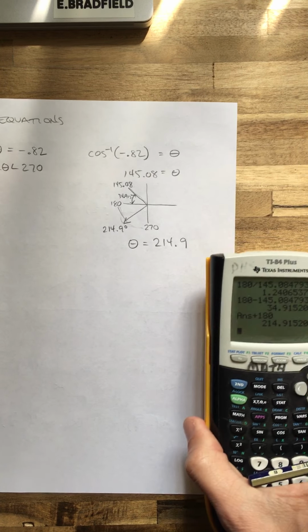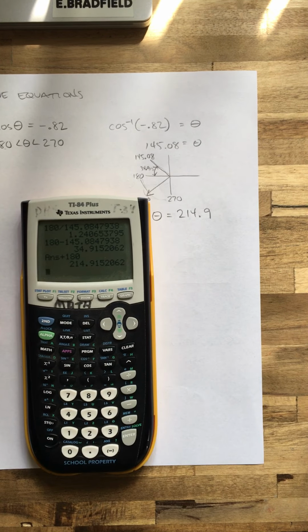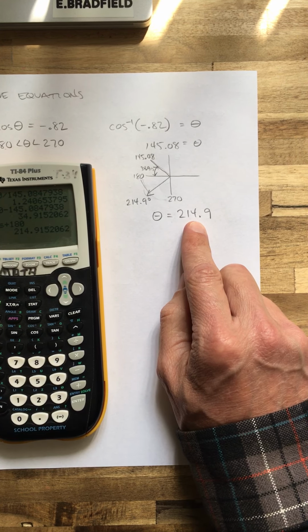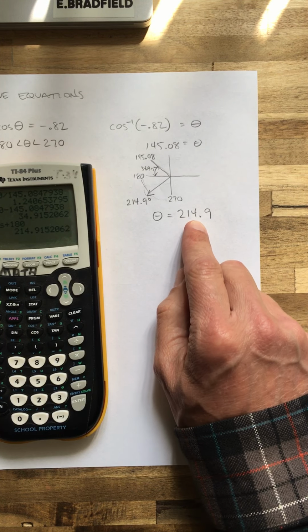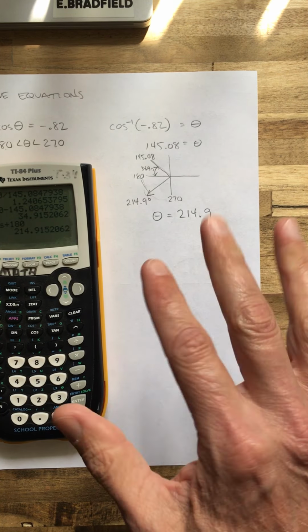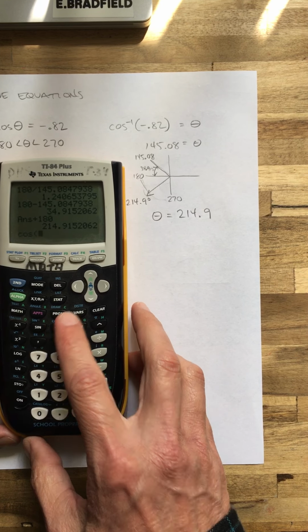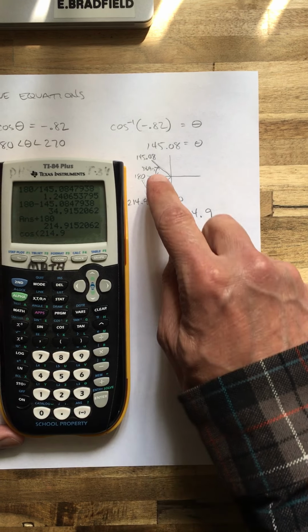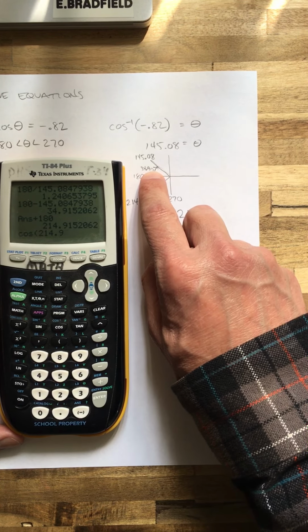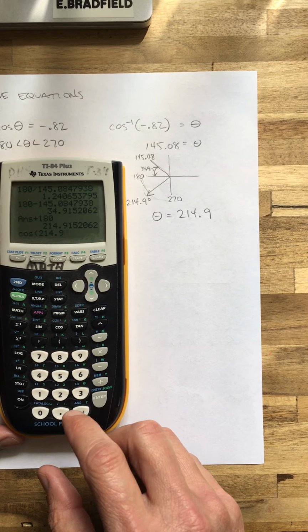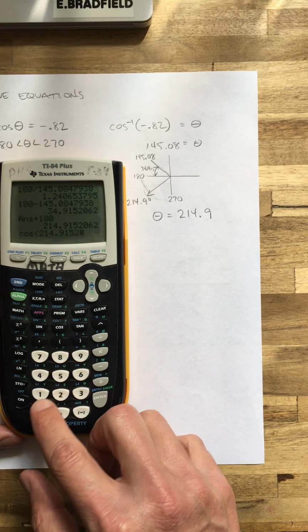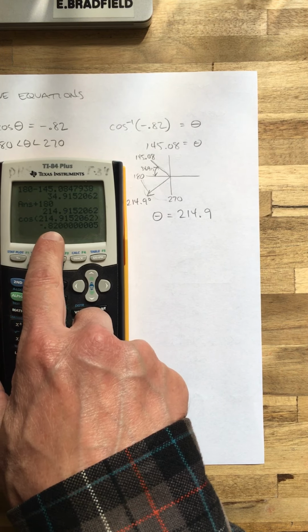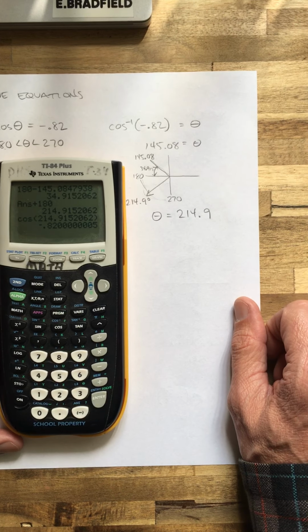But let's just see what happens. Ready? So supposedly, what should I get if I take the cosine of 214.9? Well, I should get negative 0.82 or close to it. Let's just take the cosine of 214.915. I think 0.915. Let's try it. Yeah, 0.9152062. I'm going to try to get as close as possible, and here we go. Negative 0.82, just like we said, negative 0.82.